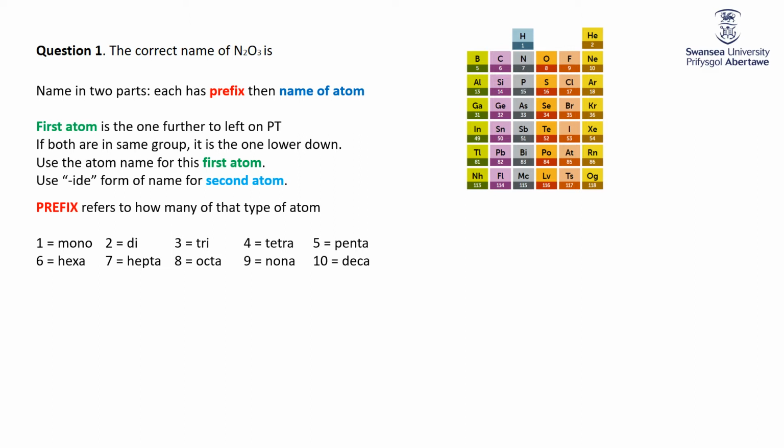So we'll look at the periodic table here. We've got nitrogen and oxygen. There's nitrogen, there's oxygen, so nitrogen is obviously to the left, so it's going to be something to do with a nitrogen oxide. Okay, the oxygen, the one on the right, turns into its oxide form. How many do we have? Well, we have 2 nitrogens, so that's di, 3 oxygens, tri. So dinitrogen trioxide. After you've done it a couple of times, it should be absolutely intuitive and straightforward.